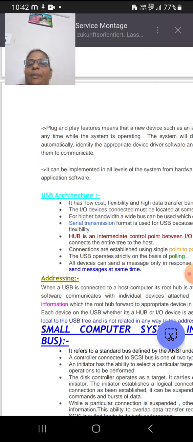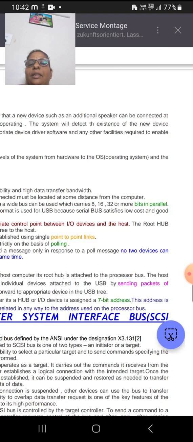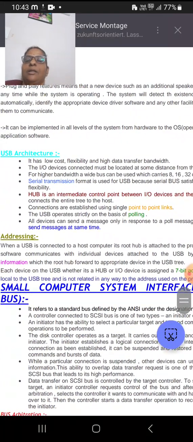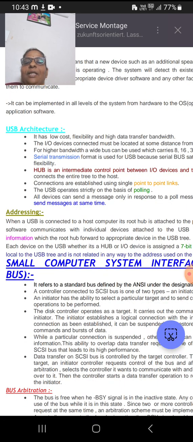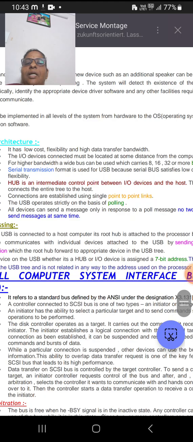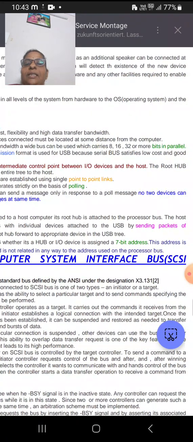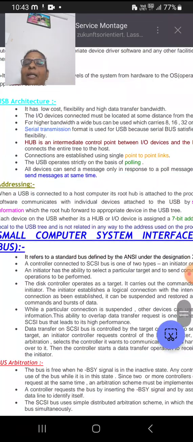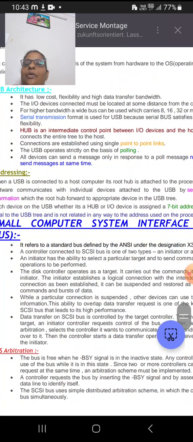It can be implemented at all levels of the system, from hardware to the OS, that is the operating system, and the application software. So USB architecture has low cost, flexibility and high data transfer bandwidth, and the input output devices connected must be located at some distance from the computer. For higher bandwidth, a bus is used which carries 8, 16, 32 or more bits in parallel. So USB uses serial transmission, a serial port, to satisfy cost and flexibility.